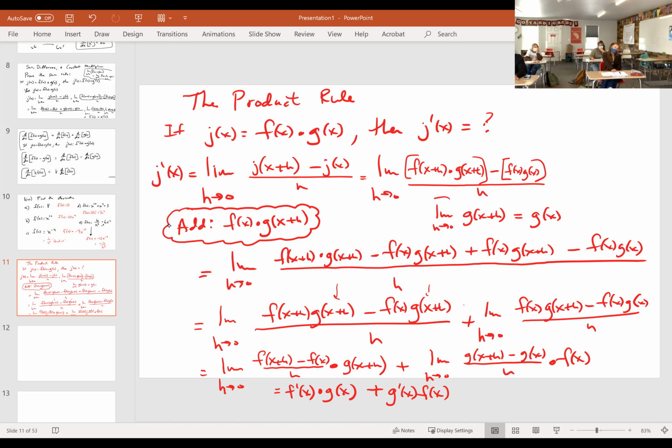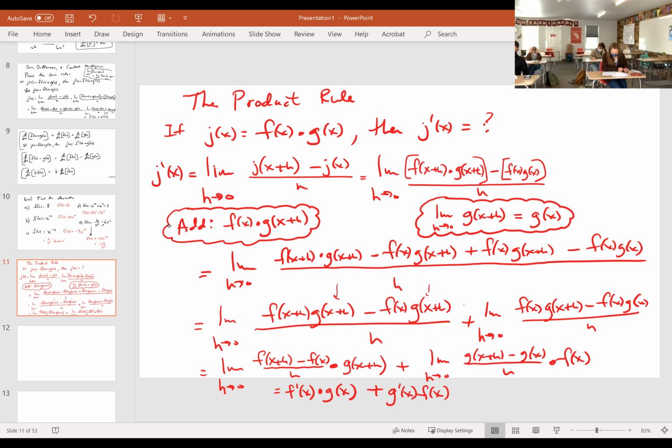Because there's no h to mess with on the bottom, we don't need to do all these calculations, because it's just g of x plus h times f of x, and the limit is one. That is the derivative.